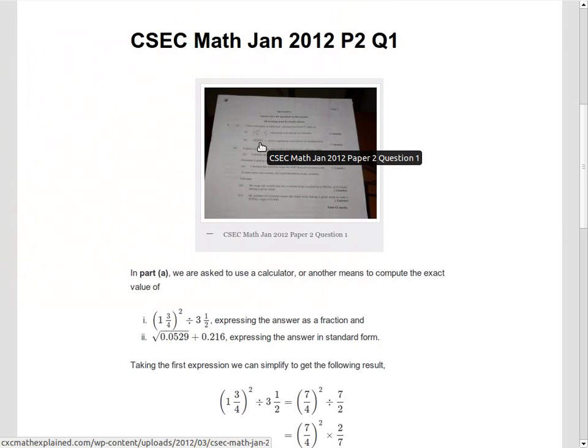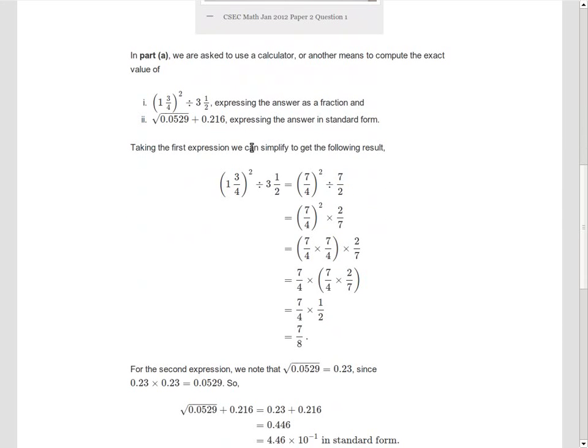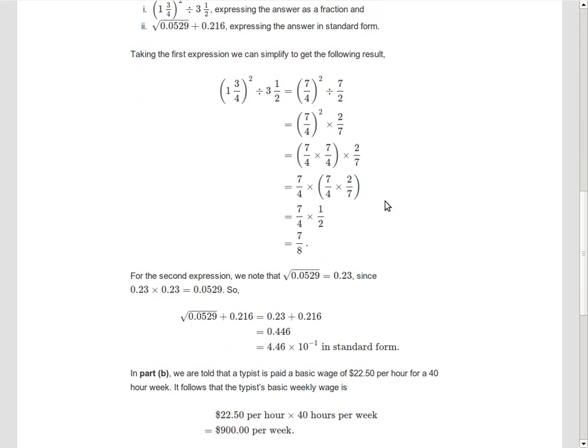So I've already taken the liberty to work out the question. So here's the working for the question. What I want to do now is basically explain each step and my reasoning for taking this path to the final answer. So the first thing I did was to take these mixed fractions and convert them into improper fractions.